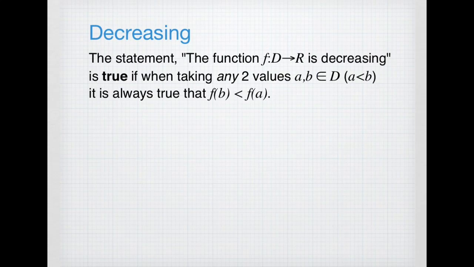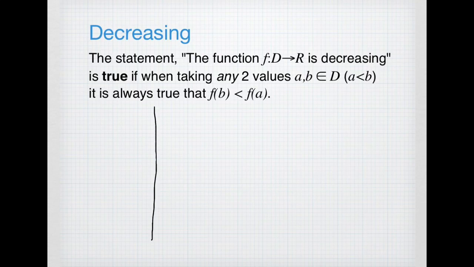Similarly, we can define a decreasing function. A function f is decreasing. That's a true statement if, when you take any two values in the domain, we'll call them a and b, with a less than b, it's always true that the value f of b, which is to the right, is below the value f of a. So let's draw a graph of a decreasing function.